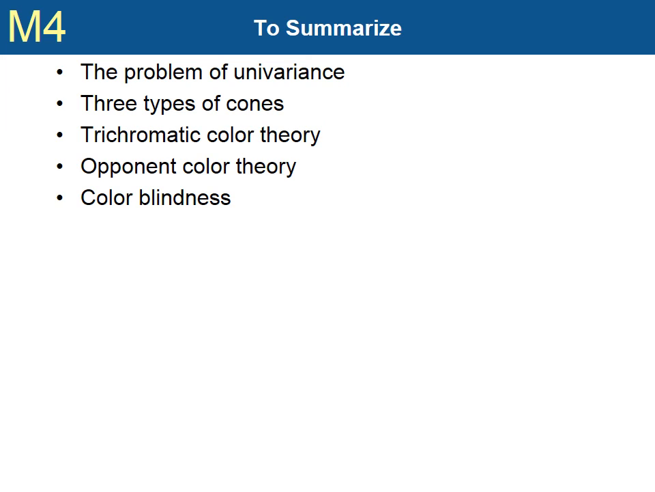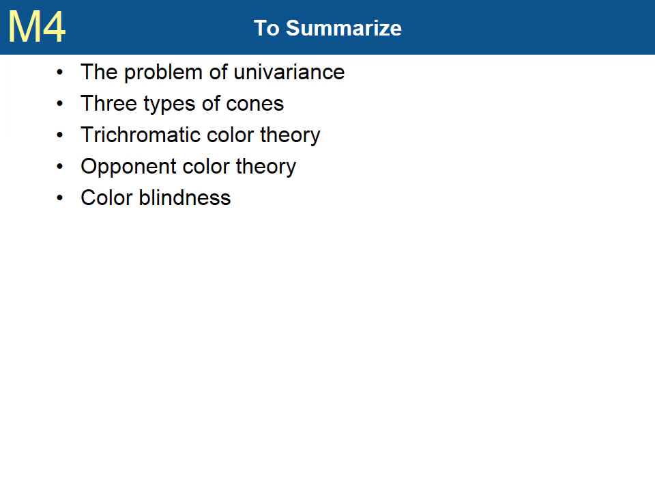To review, we discussed why we can't see color in the moonlight and ran through a simulation to demonstrate the problem of univariance. We then discussed the three types of cones and the trichromatic color theory and ran through the simulation again. This time we saw that each color that was presented produced a different pattern of activity across the three cones. After seeing a negative after image, we discussed the opponent color theory. There are three opponent color mechanisms: blue-yellow, red-green, and black-white, the latter referred to as luminosity.